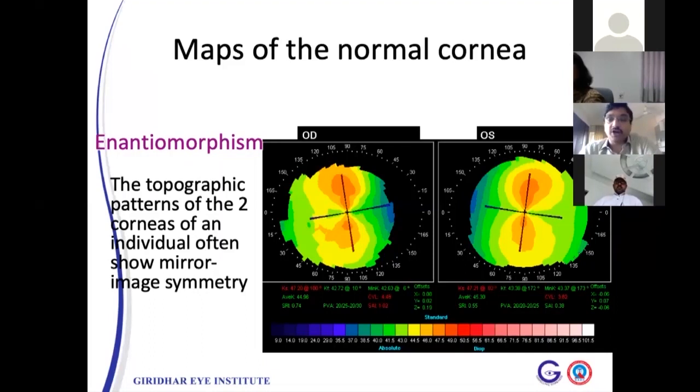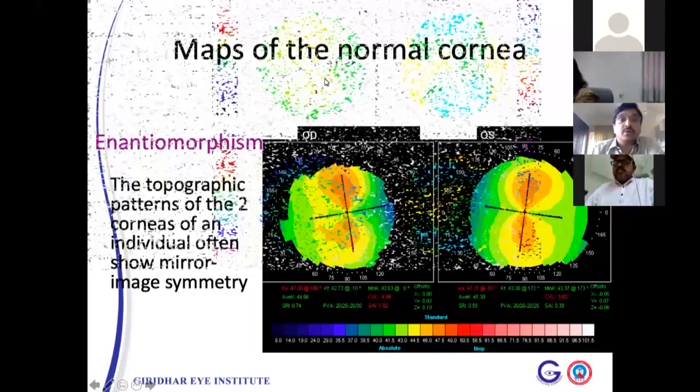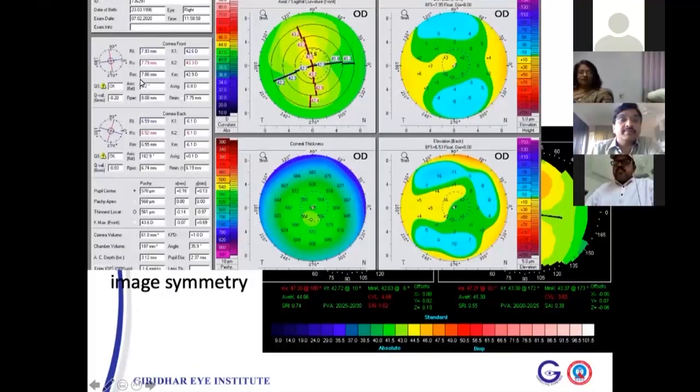Then what is the normal in these cases? There is something called enantiomorphism, which basically means that the picture in one cornea is like the mirror image in the other. This is actually a TMS, which is a Placido-based system's image. And if you see in this one, the flat meridian is at 9.